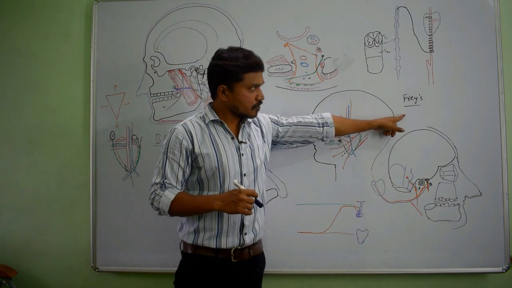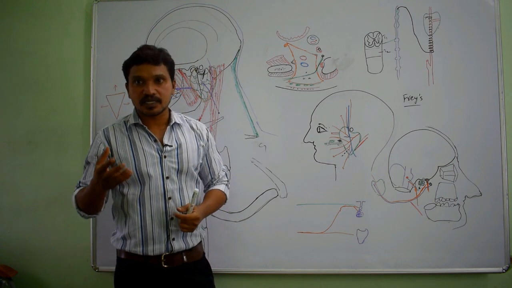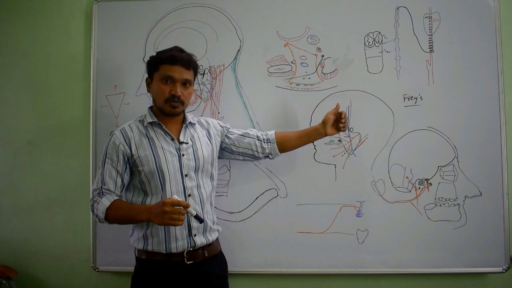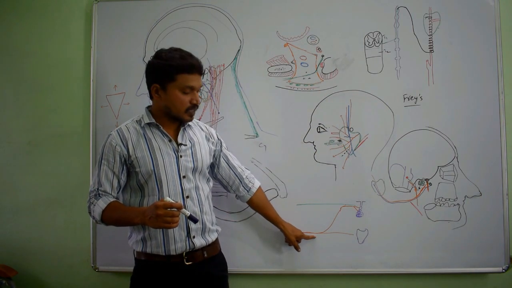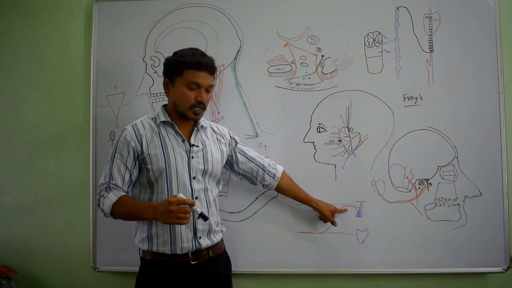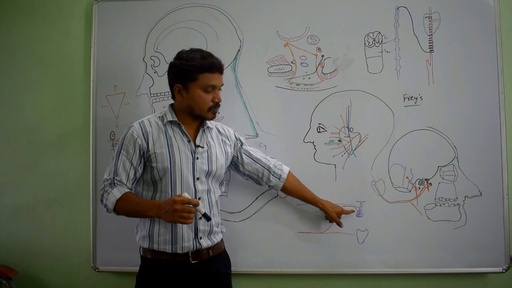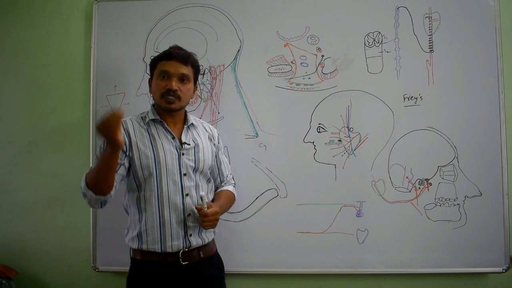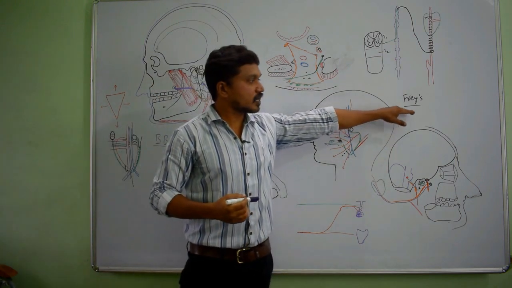Then Frey syndrome. Frey syndrome is nothing but when you are eating, along with salivary secretion, there will be sweating over the parotid region. That is what we call Frey syndrome. That is happening because of cross communication between the secretomotor fibers and pseudomotor fibers. That means parasympathetic fibers and sympathetic fibers which supply the sweat glands, during regeneration, which leads to salivation and sweating over the parotid region. That syndrome we call Frey syndrome.